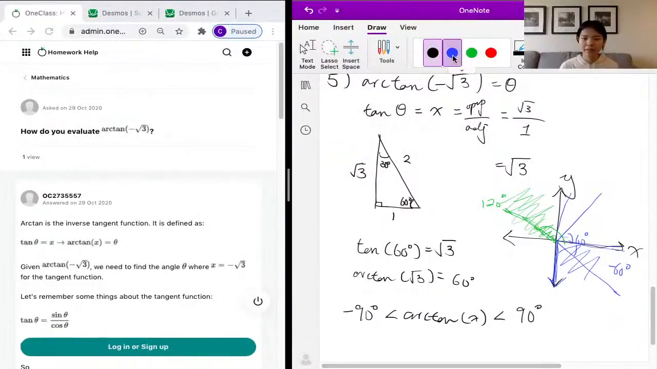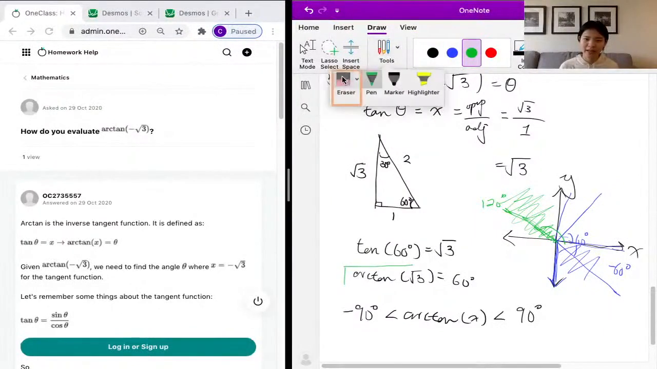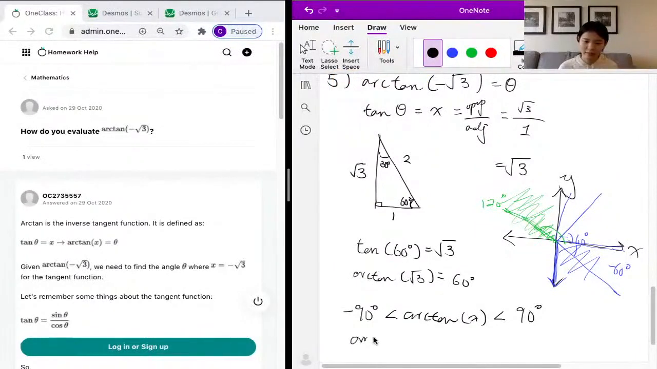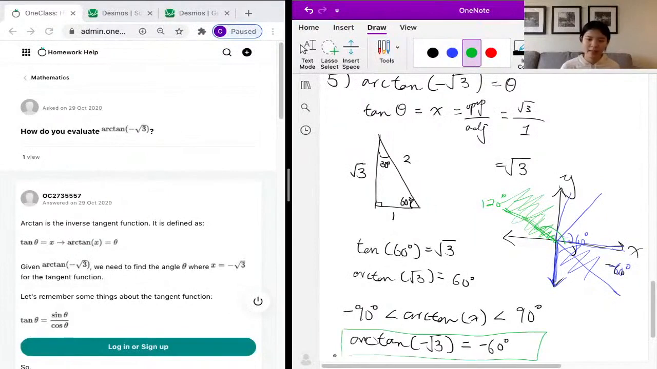Cool? So we have our answer over here. I actually didn't write it yet. The arctan of negative root 3 is our degree right over here, negative 60 degrees. So the arctangent of negative root 3 is negative 60 degrees. Let's put our answer in a box. Nice, so this is our solution for this problem.